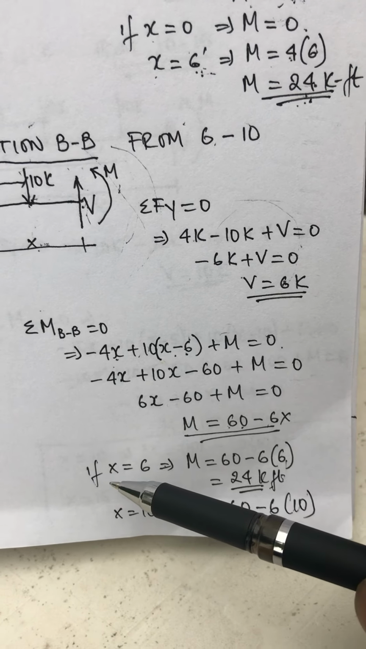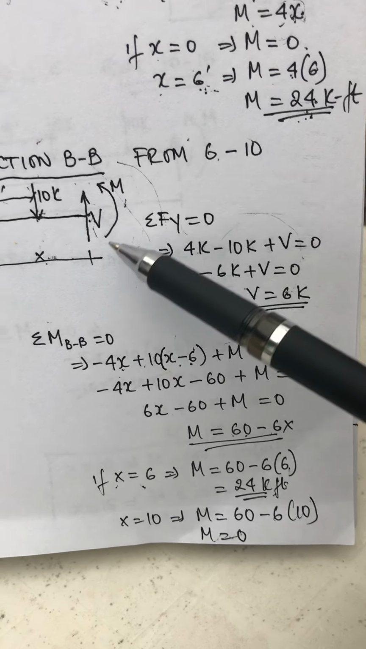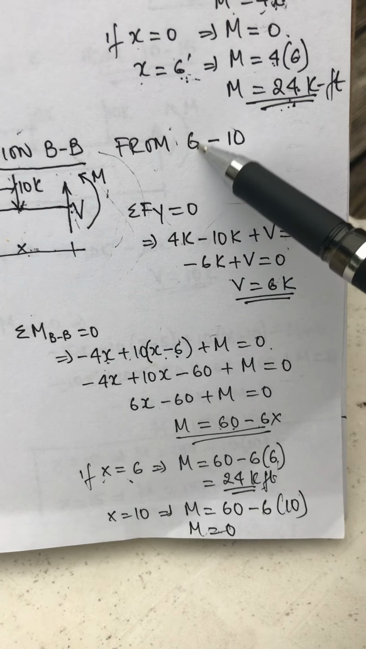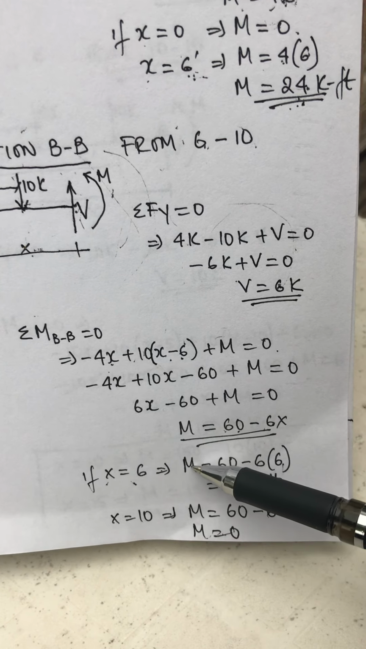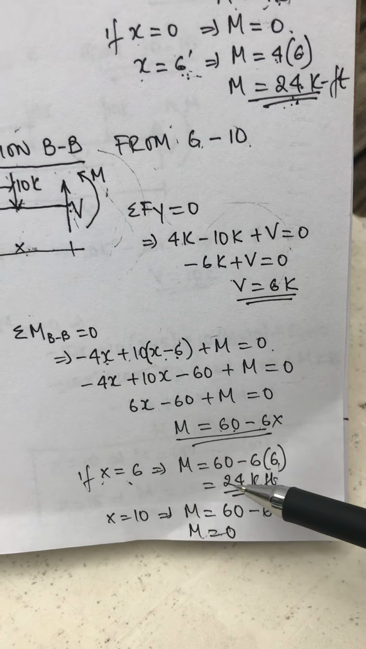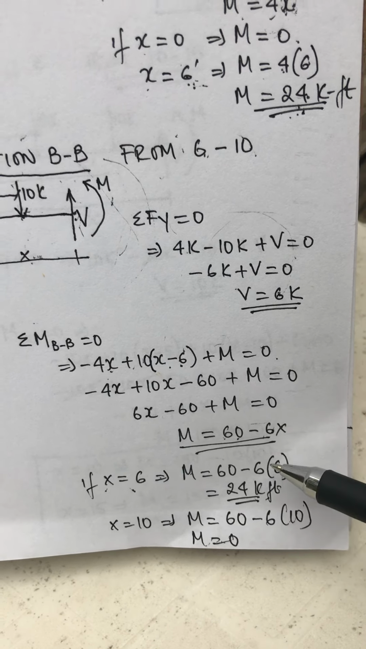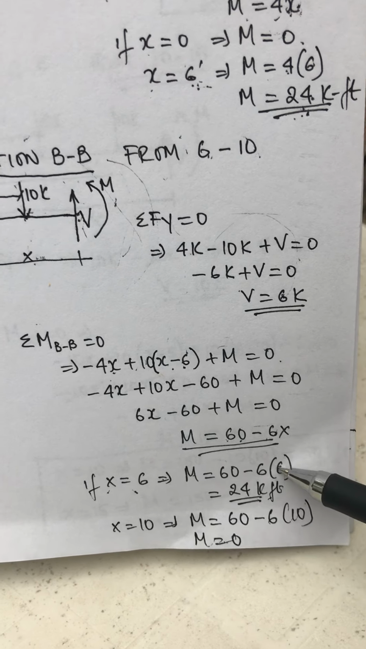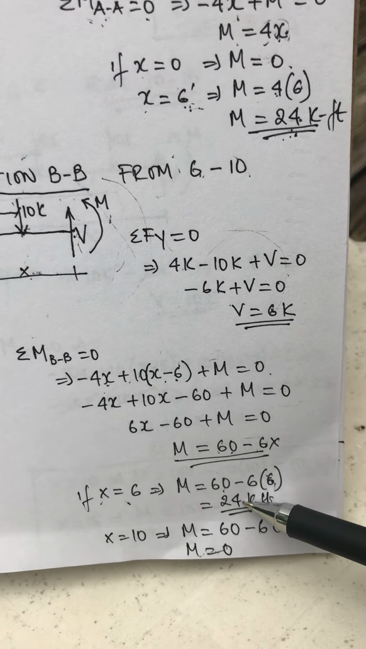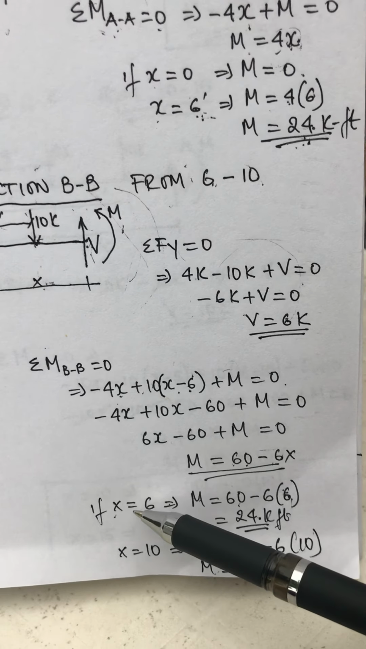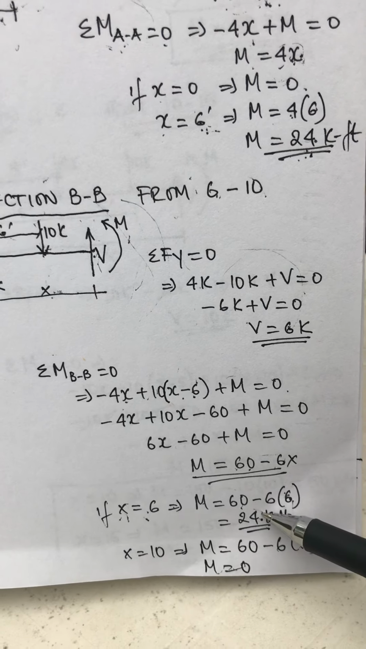Okay? So now, if x is 6, why? Because we're starting from 6 to 10. So if x is 6, M is 24. If you replace 60 minus 6 times 6, which is 36, 60 minus 36 gives you 24. And look, see that at x equals 6, M is 24.